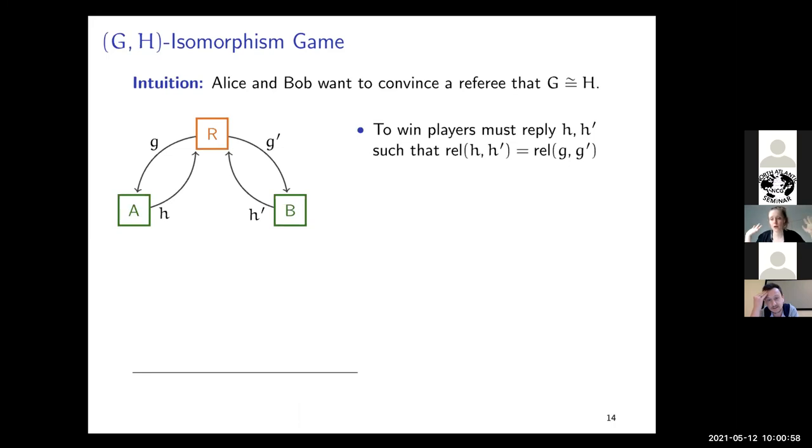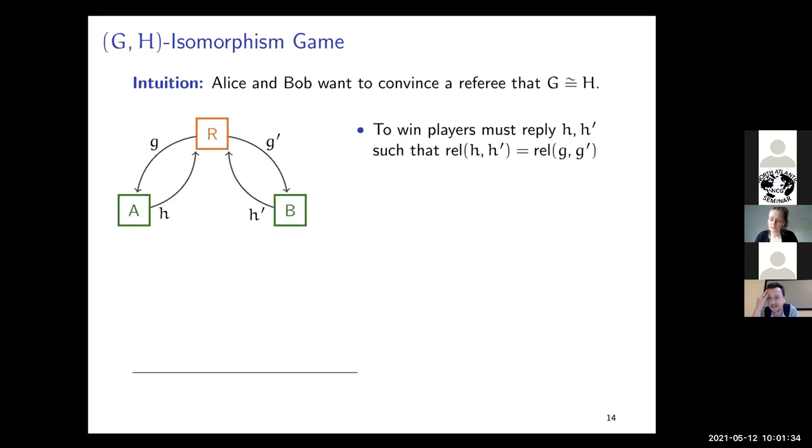So the referee selects randomly, say uniformly at random. They're both vertices from G. In the case when the two graphs have the same number of vertices, I can play the simpler version of the game where both of them receive vertices of G and respond with vertices of H. And they know beforehand that G and H are isomorphic? No, that's the question. I could play this game on non-isomorphic graphs. This game is defined on any pair of graphs.